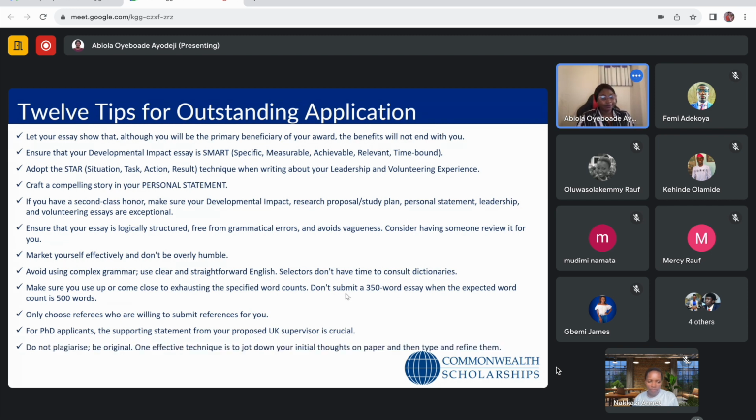Another thing that cannot be emphasized enough, for many of us that are familiar with scholarships, they will always tell you this: do not plagiarize. For no reason, do not plagiarize. Don't go on the internet, see free personal statements or what have you, then copy them into your essays. No. These people have Turnitin, an advanced plagiarism system. They don't even need to read through and say, no, this one copied. Once they see it, it brings out the percentage and even where you are getting it from.